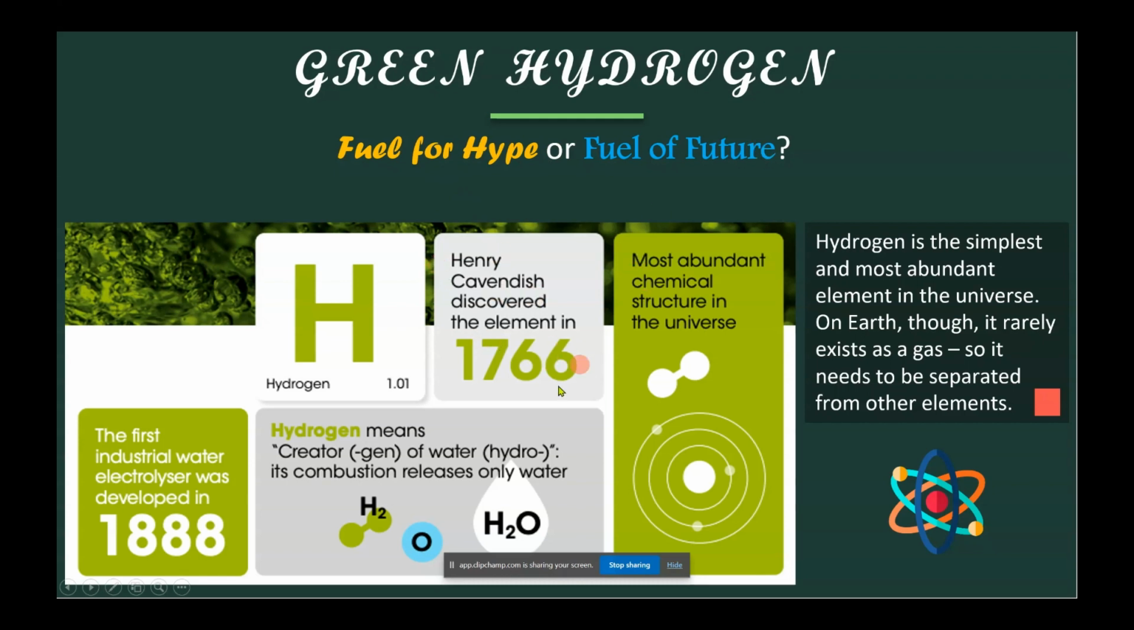So some basic data you can study, or just for information again. It is the most abundant chemical structure in the universe. Now in the geography NCERT class 11th, in the physical part, you will see that most abundant element, because the majority of the gas consists of hydrogen. The hydrogen is the basic fuel in the sun.